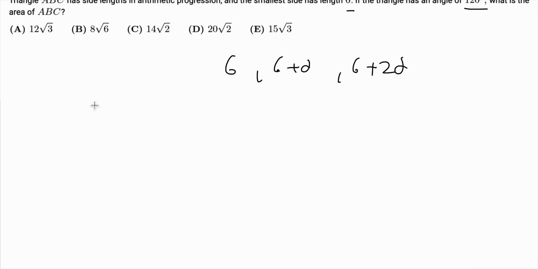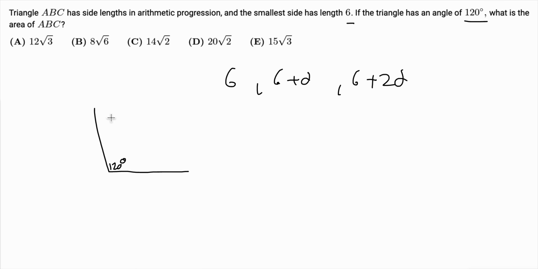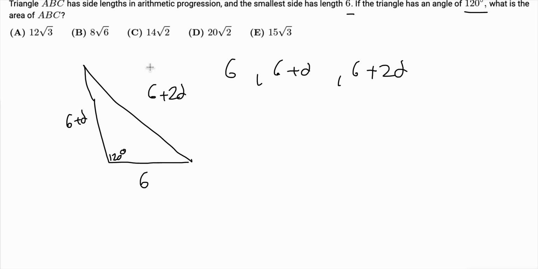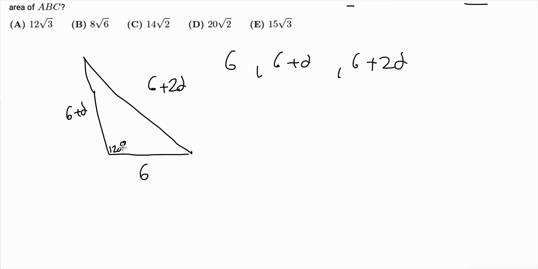So first, let's just find this angle. I'm going to draw this angle. It's 120 degrees, and we know the sides are in an arithmetic progression. If this is 120 degrees, the biggest side, which is this side right here, cannot be 6 because that's the smallest. So without loss of generality, let's say this side is 6. Then this side is 6 plus d, and this side is 6 plus 2d, because this side has to be less than this side, or else we contradict the fact that this is an obtuse triangle. Now we can use the law of cosines.